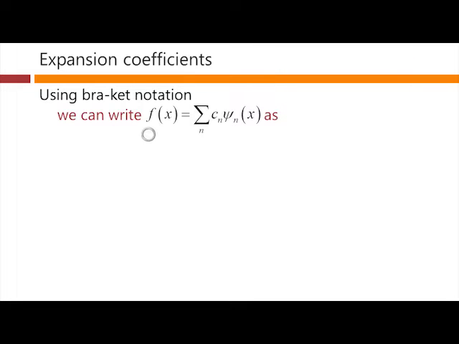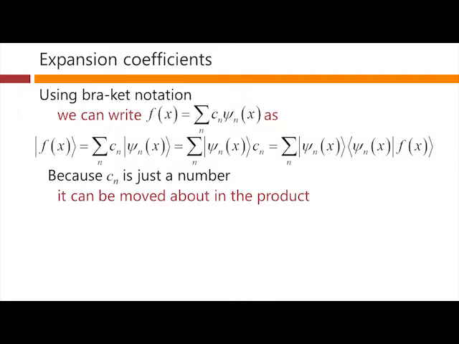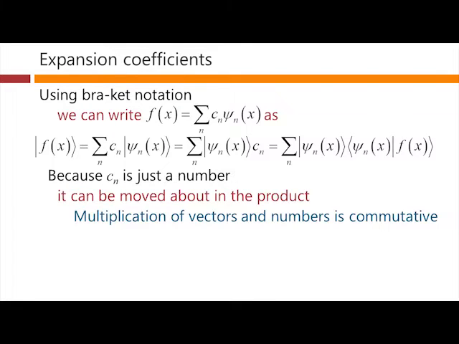Using the bracket notation, we can write out this function as the expansion, as we talked about before. This is the expansion using the ket vector version. We can move this number around if we want to. Numbers commute with vectors, so we can move the number to here, and we can substitute our version of that number and get this rather intriguing looking notation here. This is also a way of writing the expansion of f of x, and we'll come back to see another way of interpreting what that means later on. As we said, because Cn is just a number, it can be moved about inside the product. Multiplication of vectors and numbers is commutative.